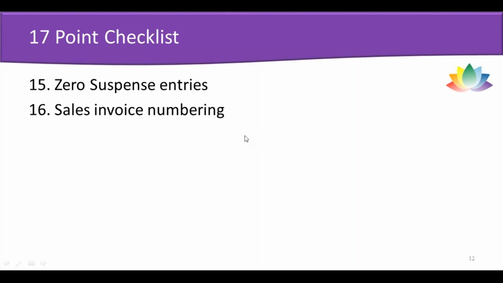Point number 16 is again extremely important, and it is relevant from the angle of GSTR1, not from the angle of GSTR3B, because in case of GSTR1, our numbering of invoices must be proper and correct. Tally is a very user-friendly software, very flexible software, and I have seen people committing blunders in numbering the vouchers in Tally. In Tally, what happens?